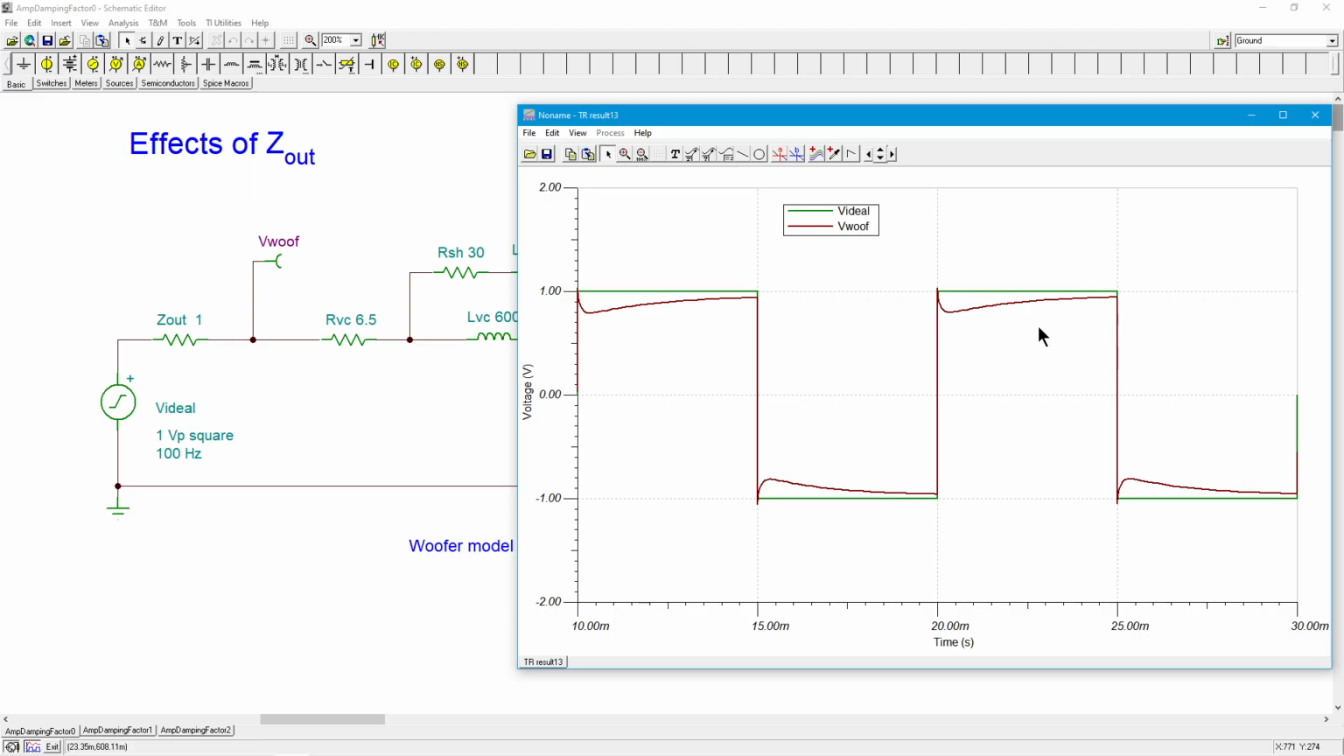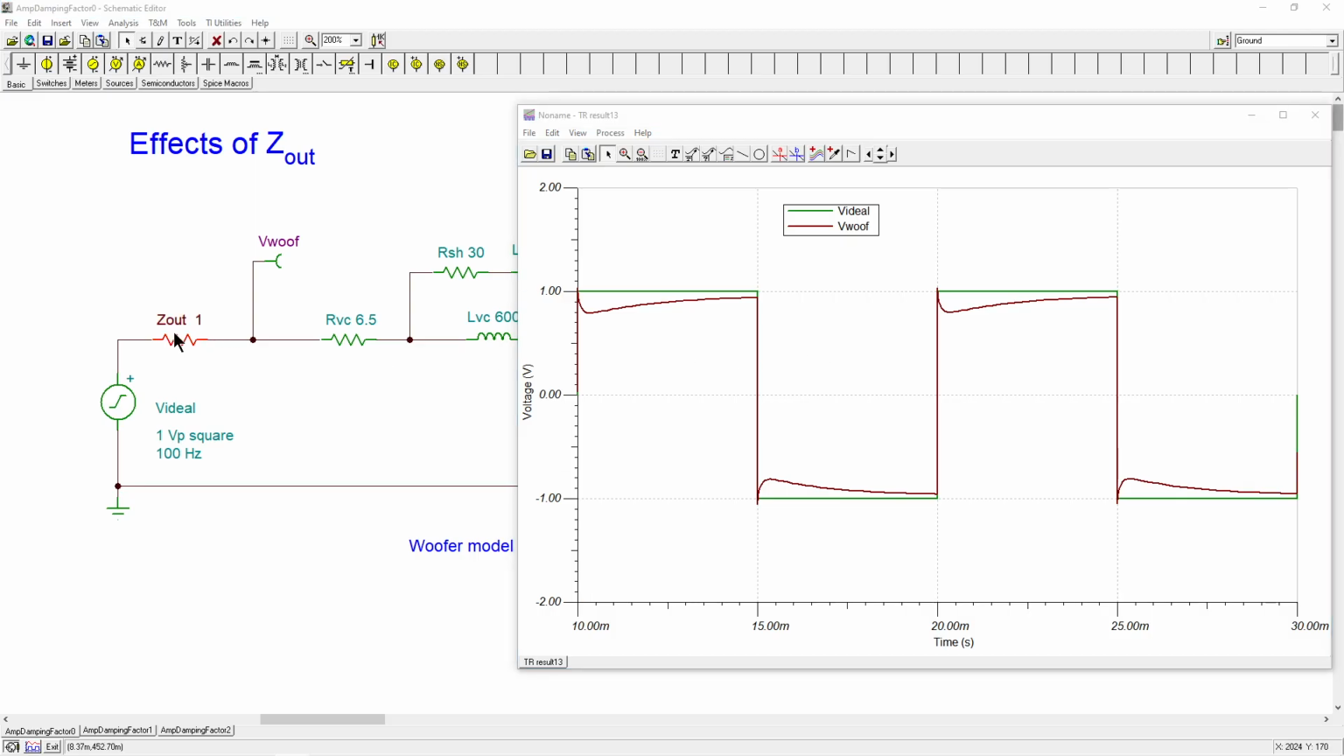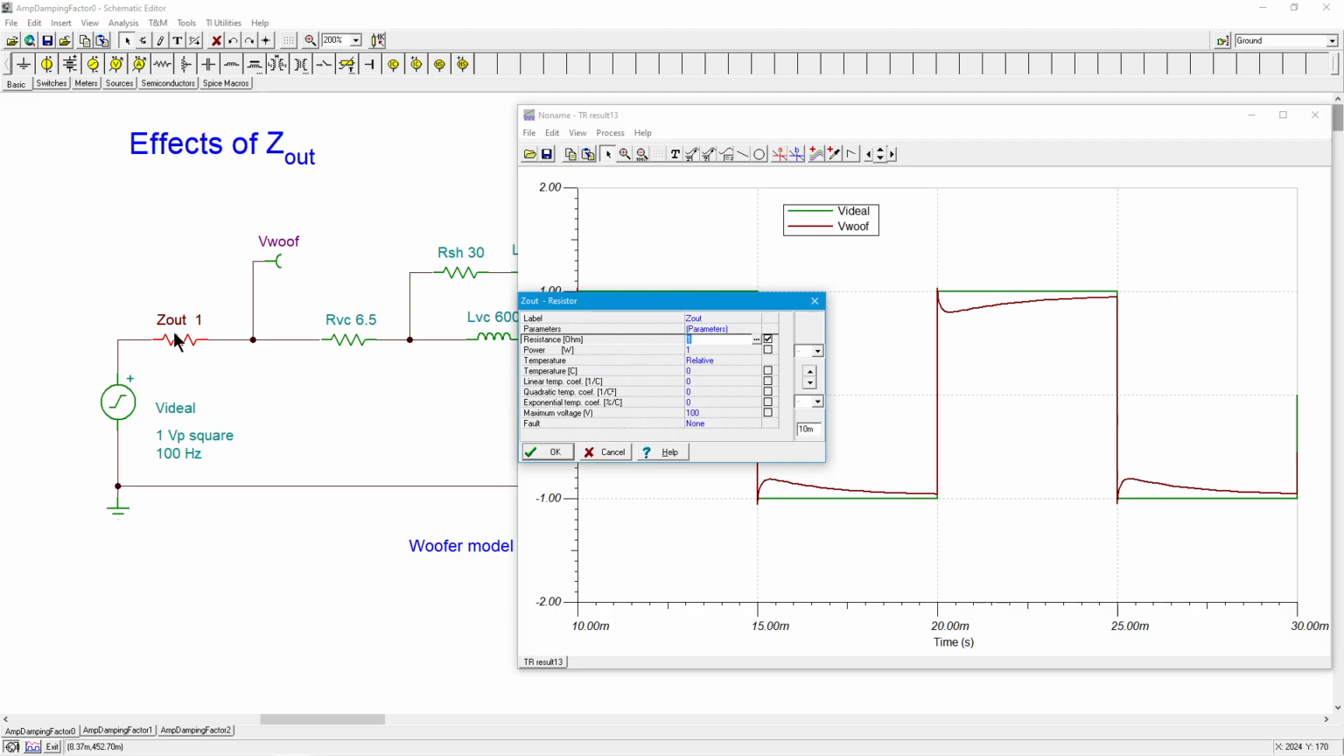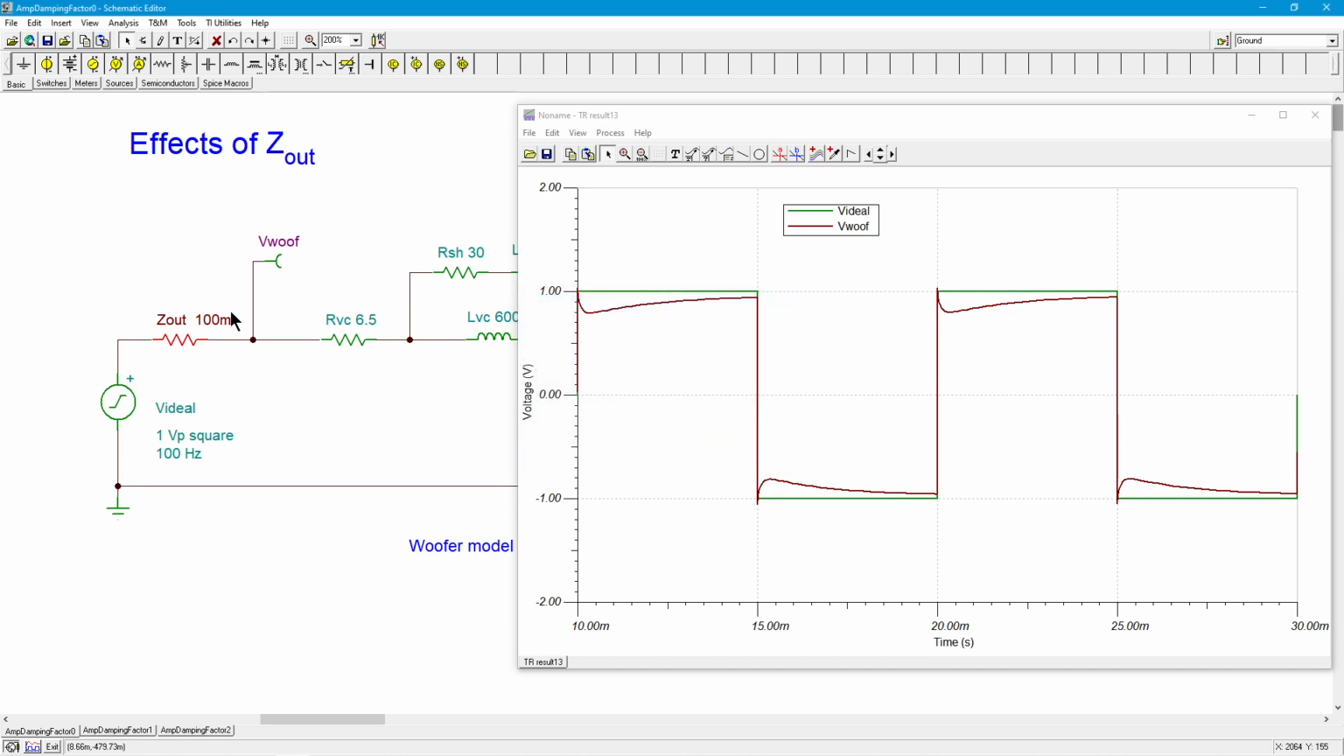Now, that effect, if it's particularly pronounced, is going to be quite obvious. It's going to lead to boomy bass. Now, to show you what you could get if you had a lower Z out, here, it's really easy to do. I'm going to put in a factor of 10 improvement. I'm going to bring this down to 100 milliohms, 1/10 of an ohm, for my Z out.